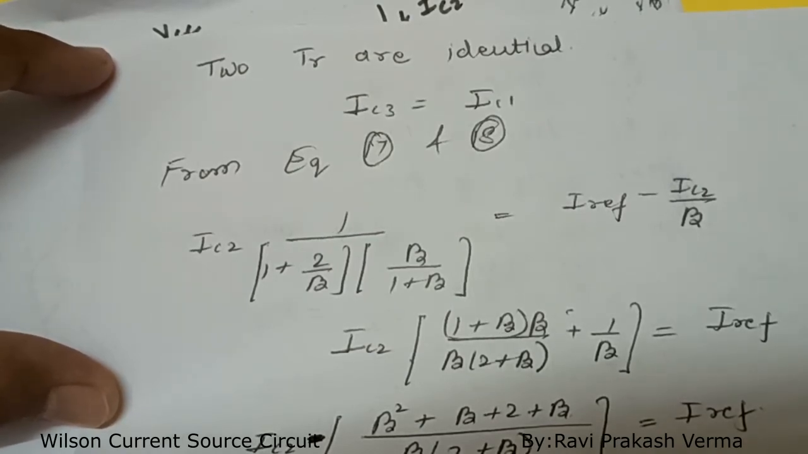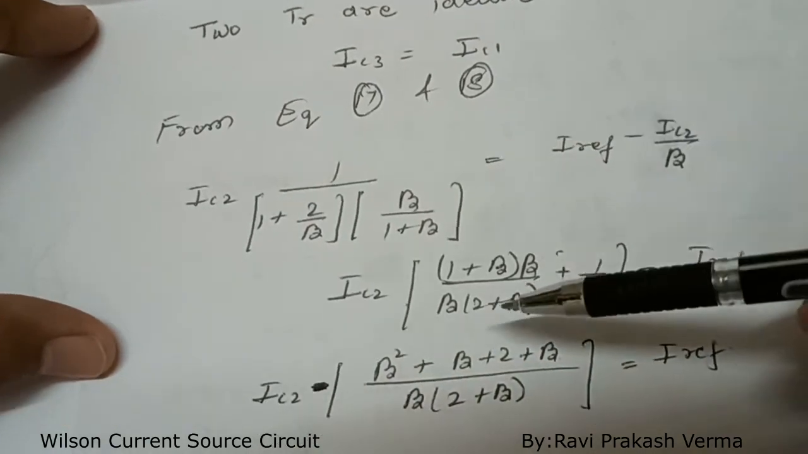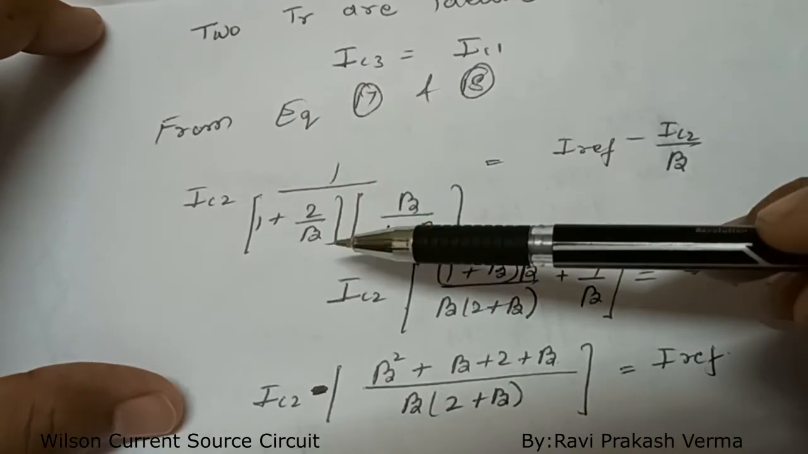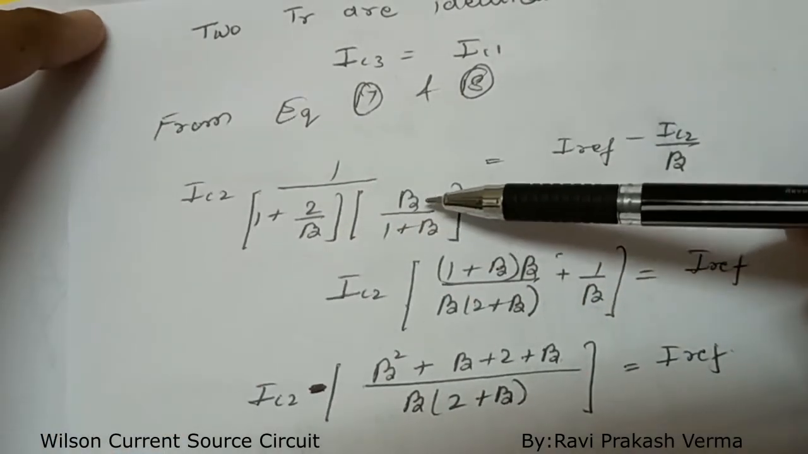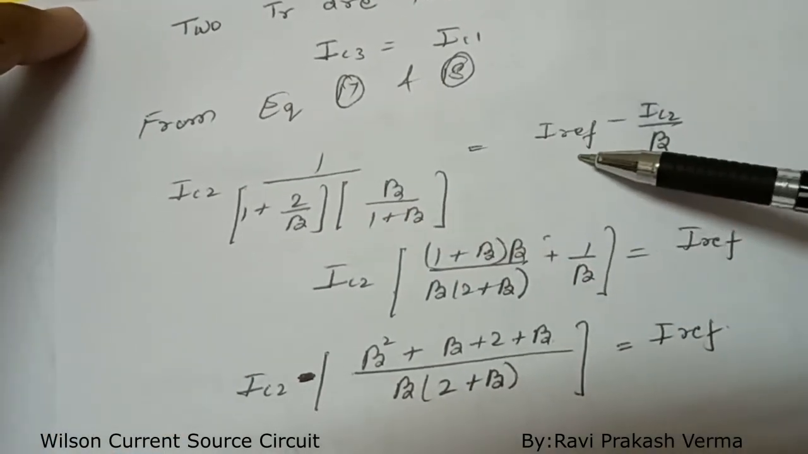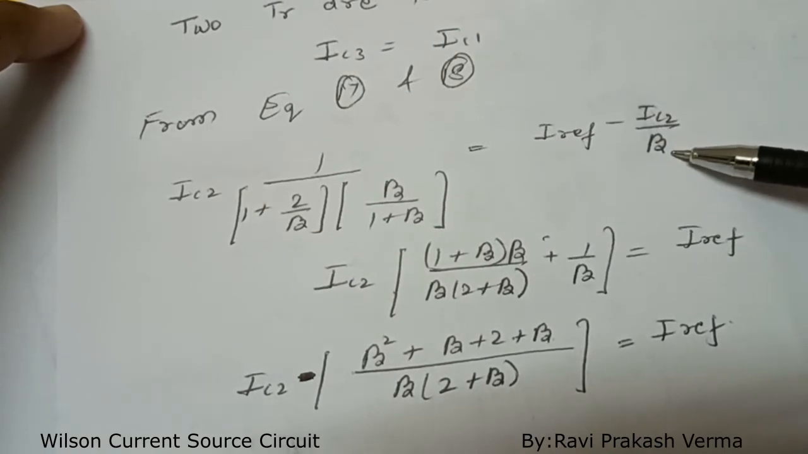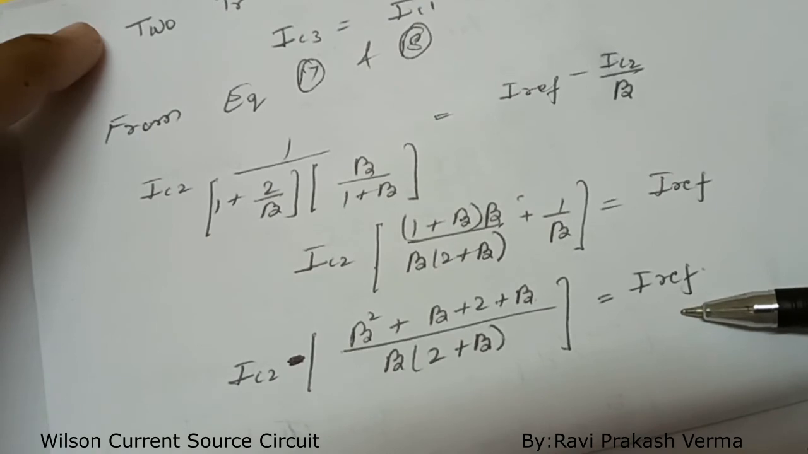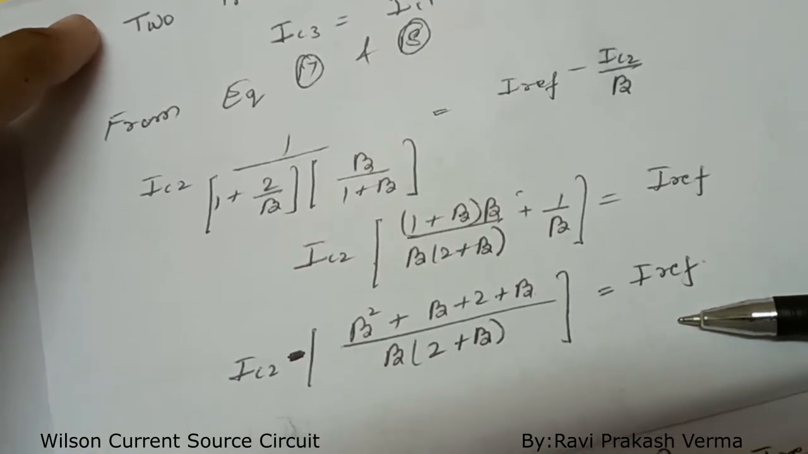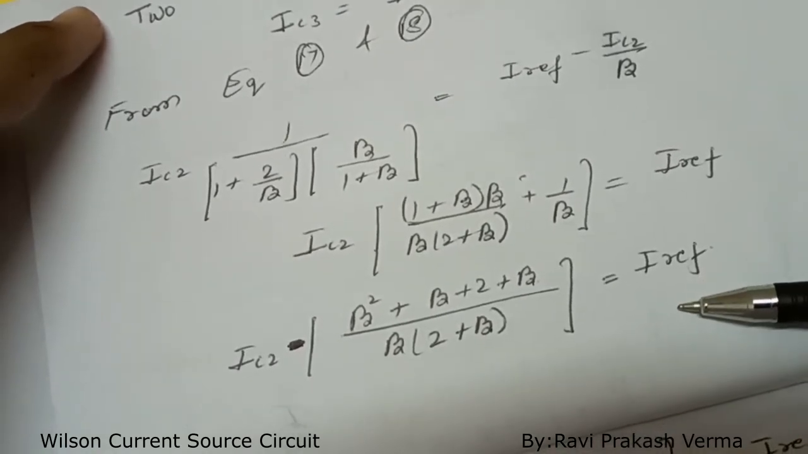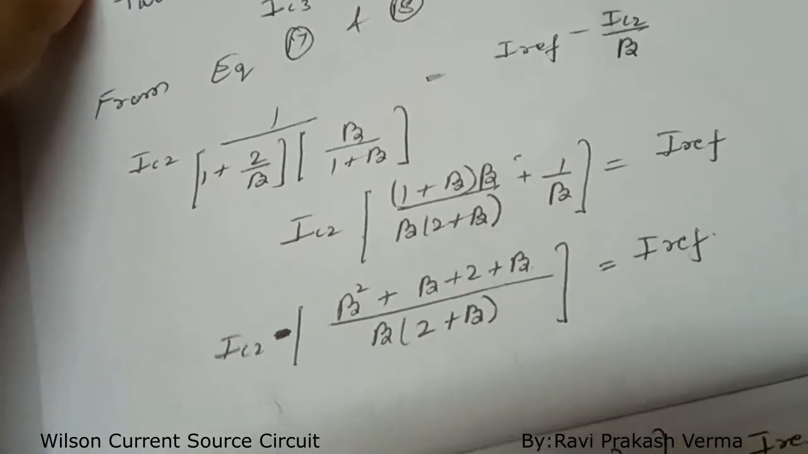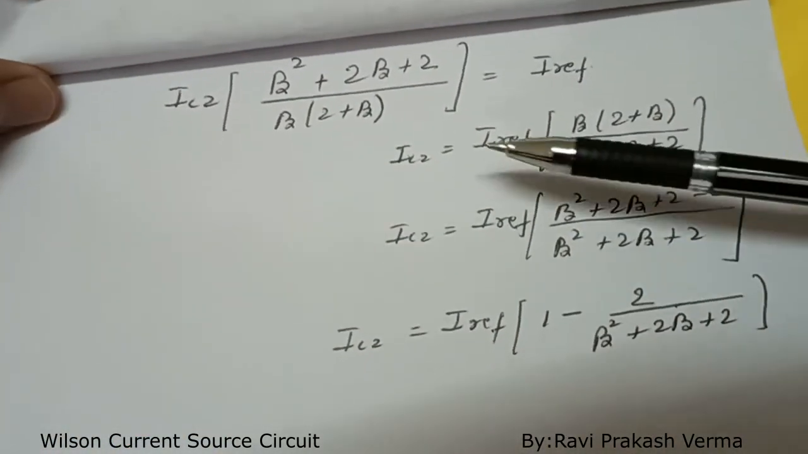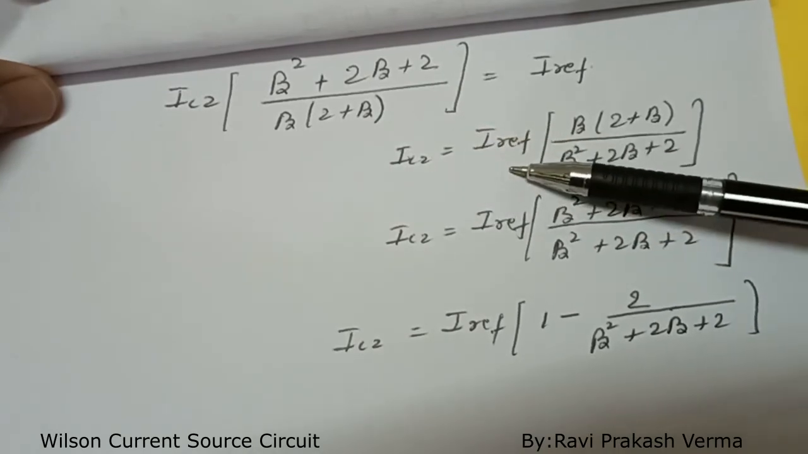So from equation number 17 and 18 we can obtain the relation IC2 times 1 upon 1 plus 2 by beta, in brackets beta upon 1 plus beta, is equal to I reference minus IC2 upon beta. From this equation we can find the relation for I reference in terms of IC2. After replacing all this, we get the value of IC2 in terms of I reference.